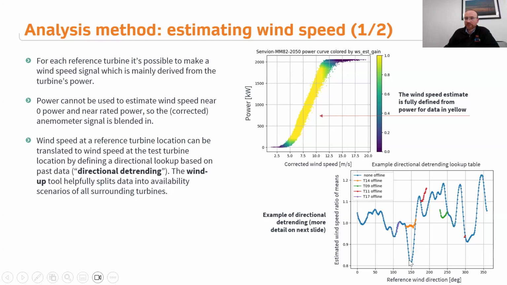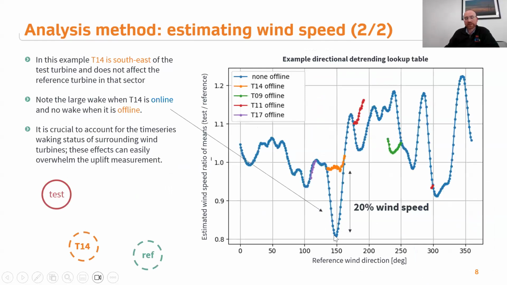So in this plot, immediately you can see wake-like details. I'll go to the next slide, which blows this up. So for example, this plot was made from a real wind farm. And at direction 150, there's quite an obvious wake in this plot. And that's actually T14 waking the test turbine. So for direction 150, the test turbine is much less windy than the reference turbine. So we get a very low ratio at that direction. So this directional detrending allows us to correct wind speeds for known wake effects and use all the directions if we want to.